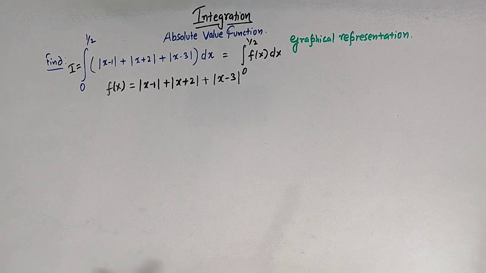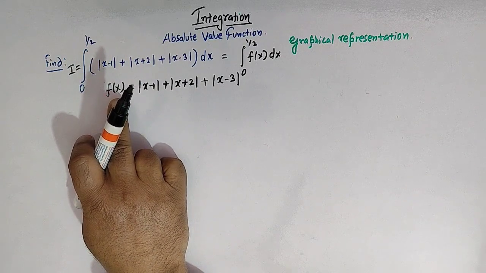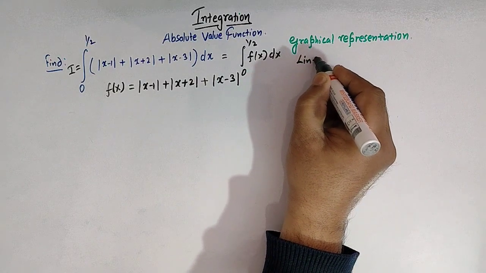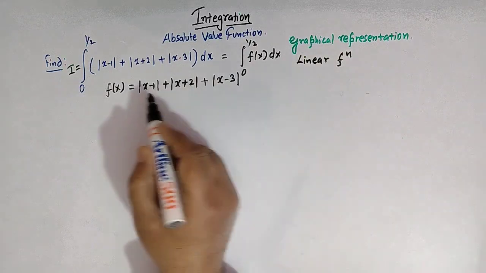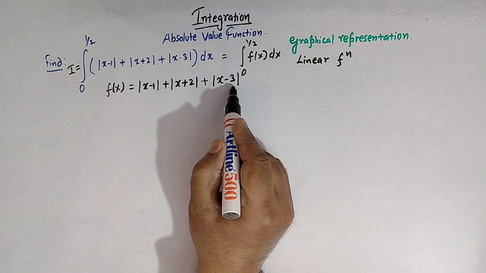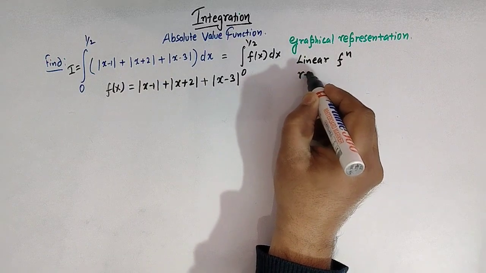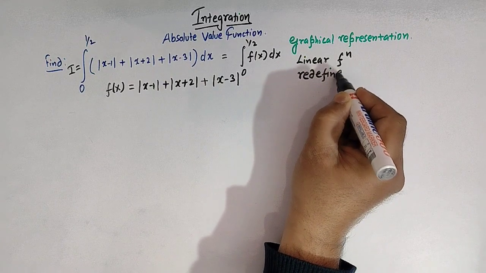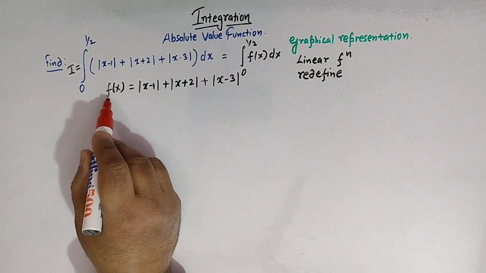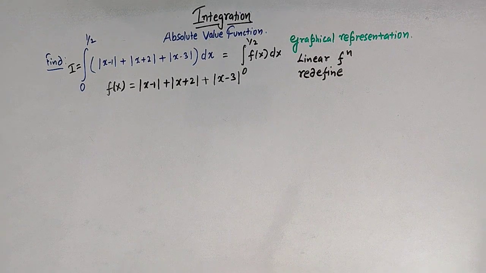So now first of all, what we will do, we'll try to write this function f of x as a linear function, right? So we'll try to write this function, that is mod of x minus 1 plus mod of x plus 2 plus mod of x minus 3 as a linear function, and we'll redefine this function f of x, right? So for redefining this function f of x, we'll make use of the definition of mod function, right?